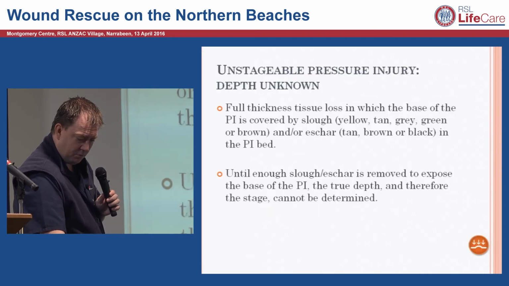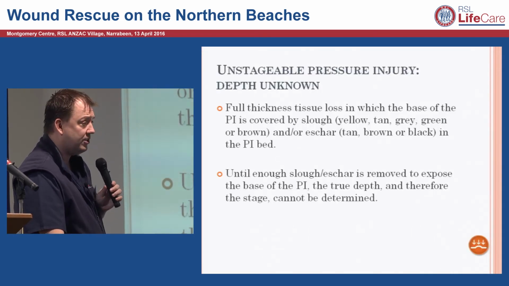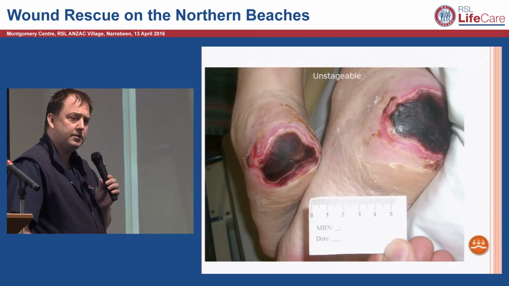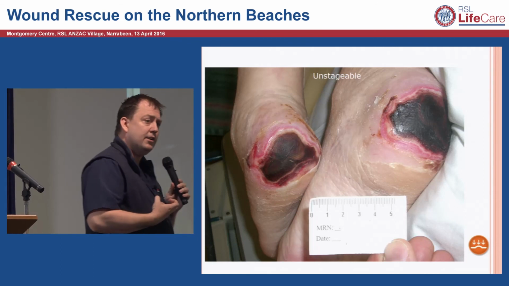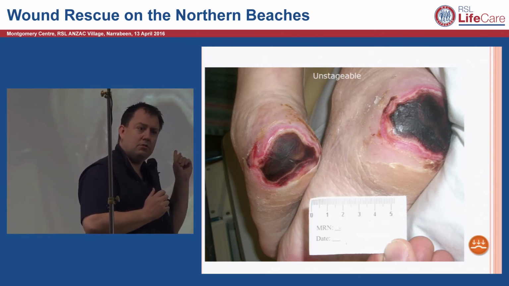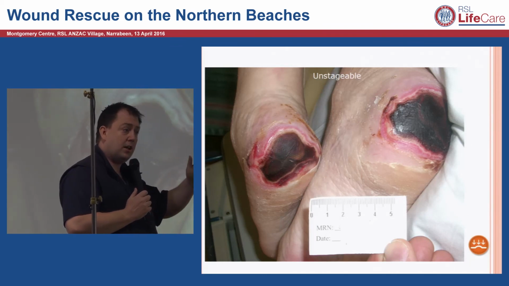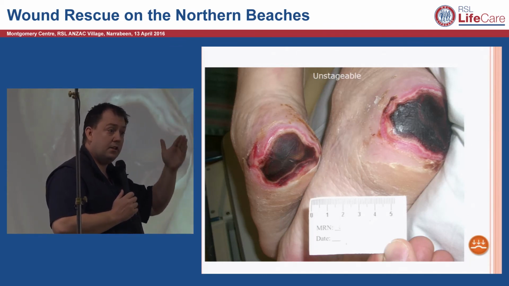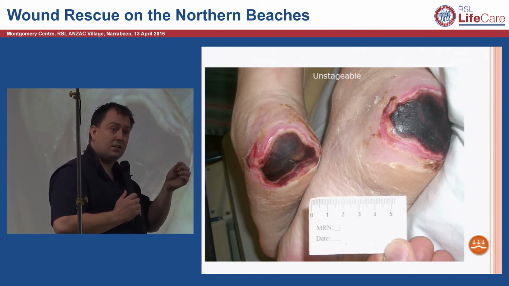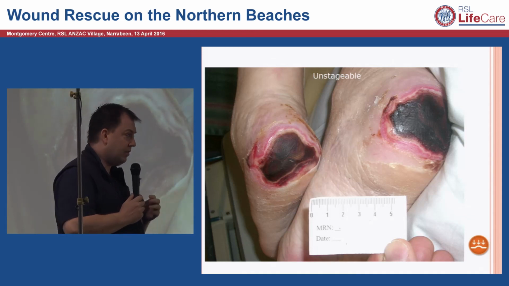Unstageable, where we've got full thickness tissue loss, including eschar or slough. Okay. So big nasties like this. In the past, we'd automatically call this a stage 4, wouldn't we? But do you know what's underneath that black tissue? Sometimes when that black tissue comes off, it's lovely and pink and healthy, isn't it? Other times it's to the bone. We don't know, we don't want to guess. So we call it unstageable.